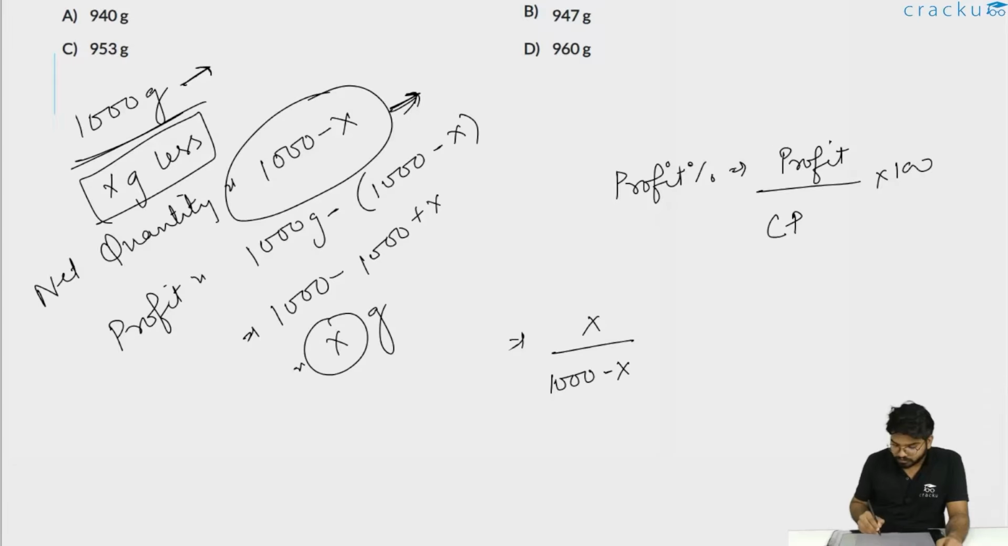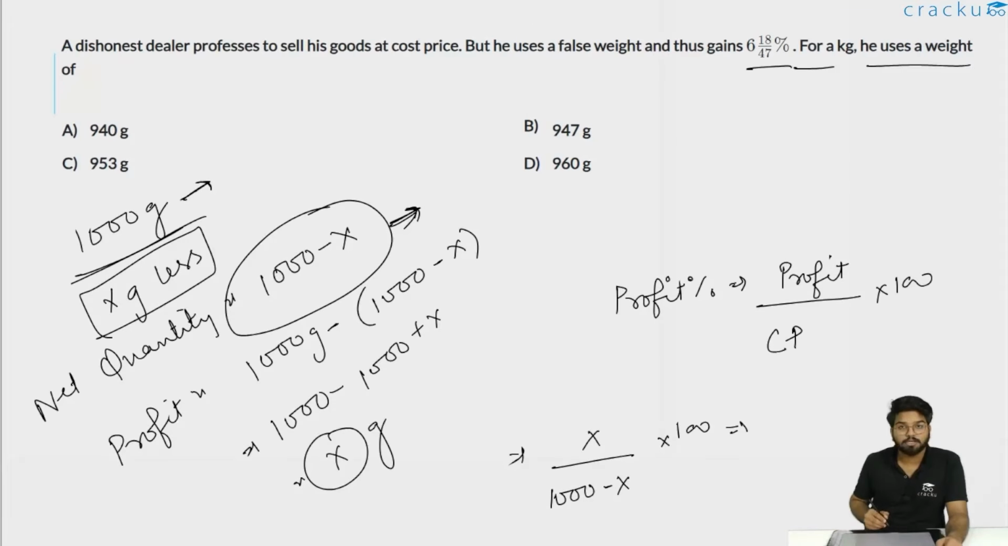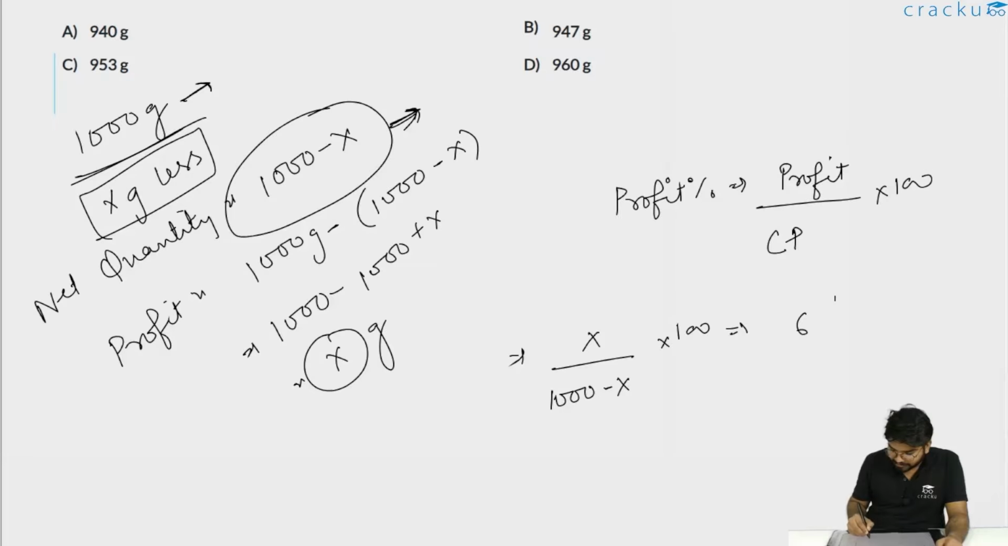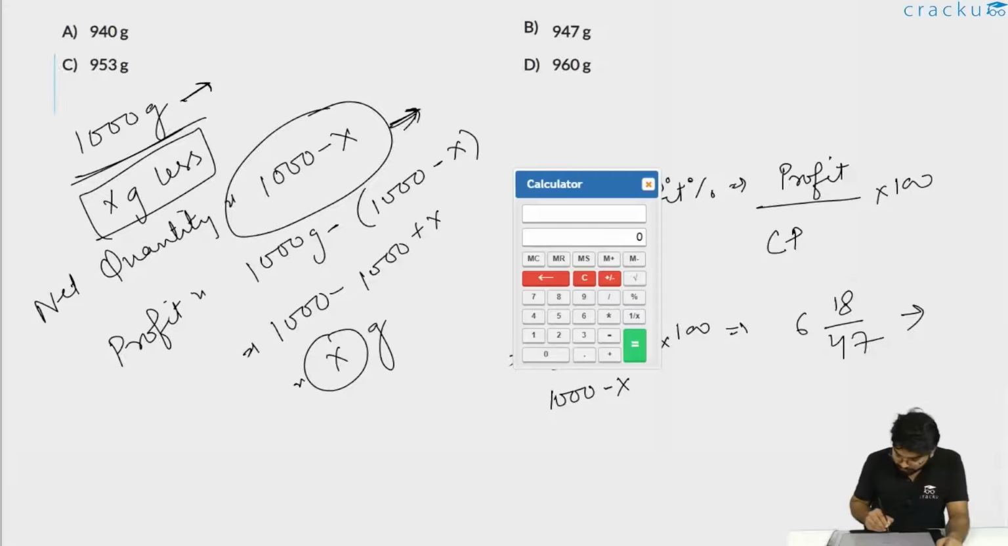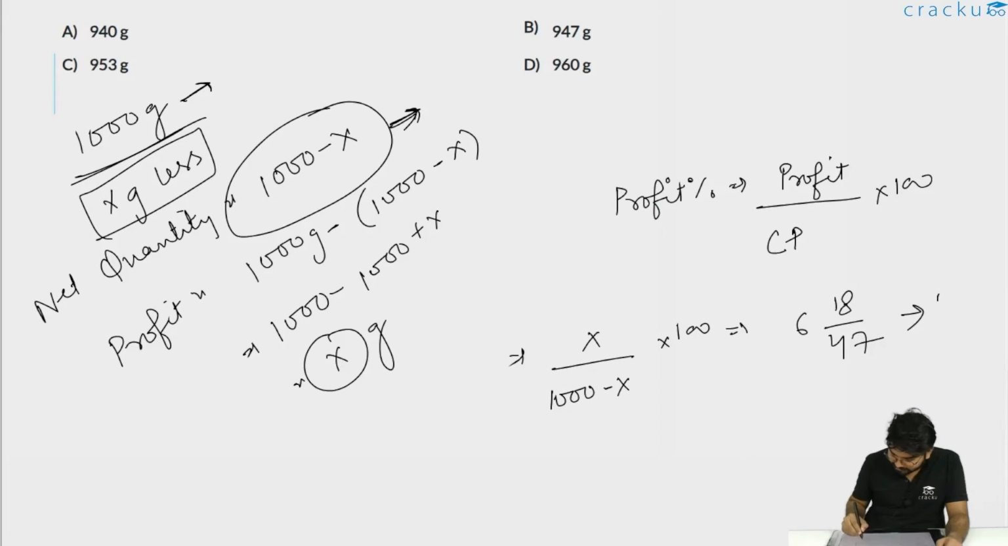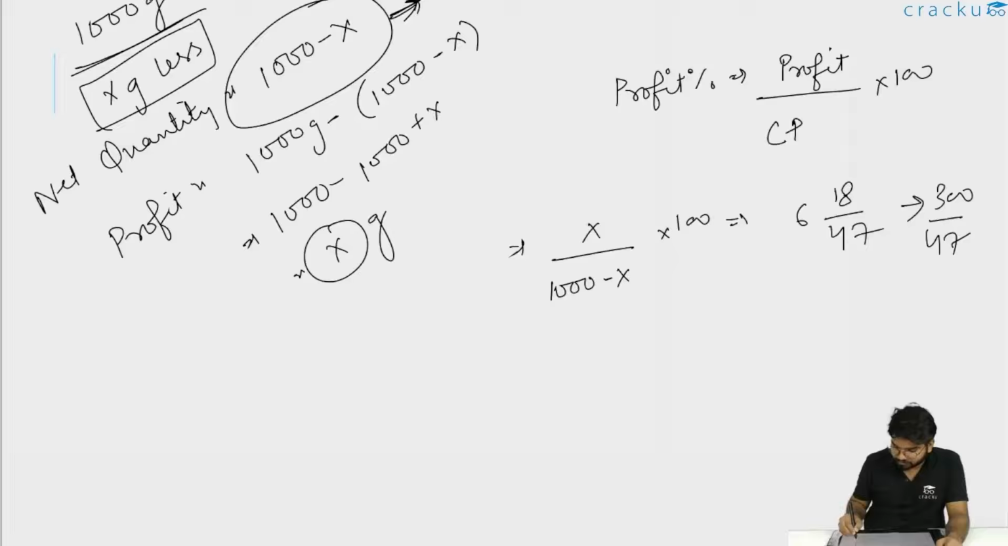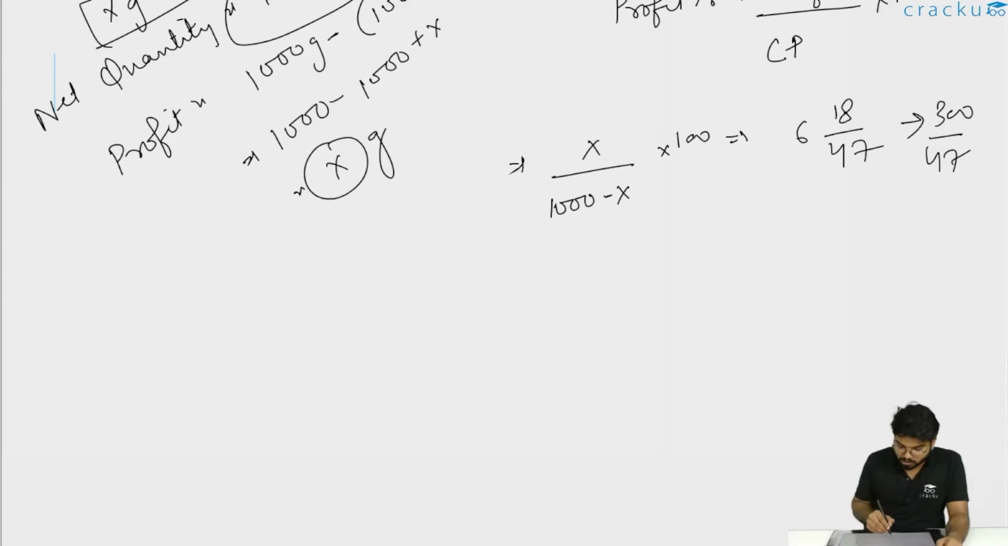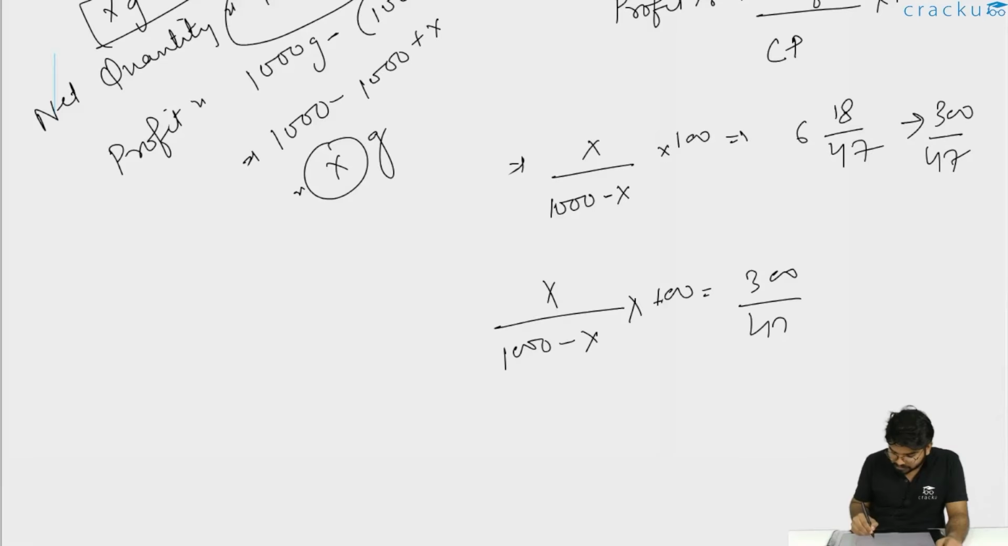Into 100. We are given the profit percentage, which is 6 with 18 by 47, or we can convert this into a proper fraction, which will be 47 into 6 plus 18 divided by 300 divided by 47. All we need to do now is just solve the equation, that is x divided by 1000 minus x into 100 is equal to 300 divided by 47.